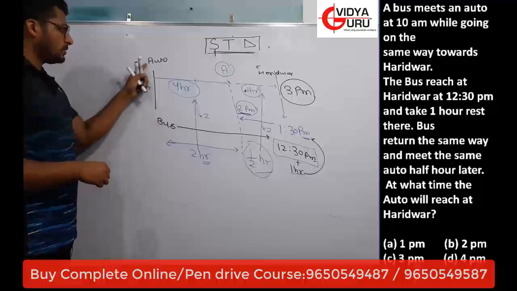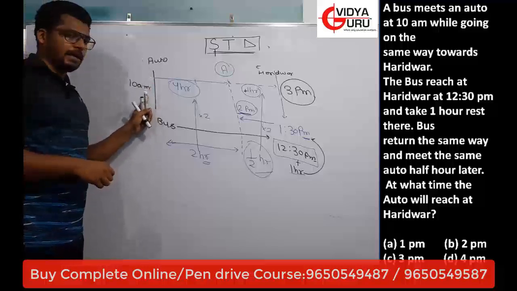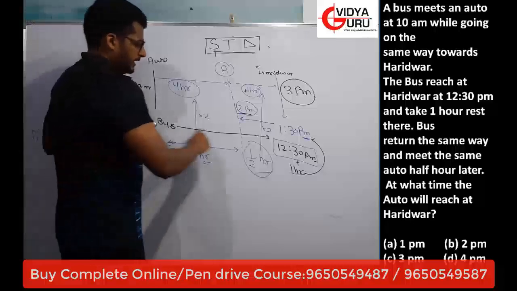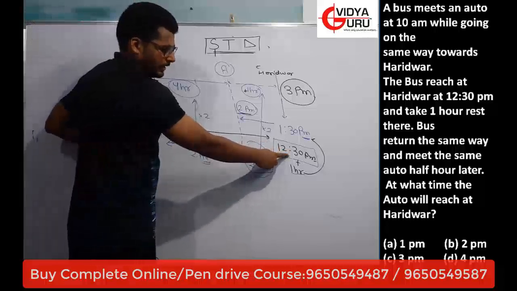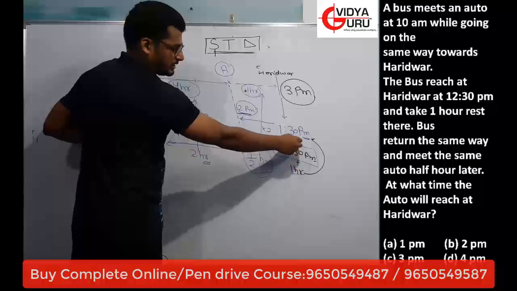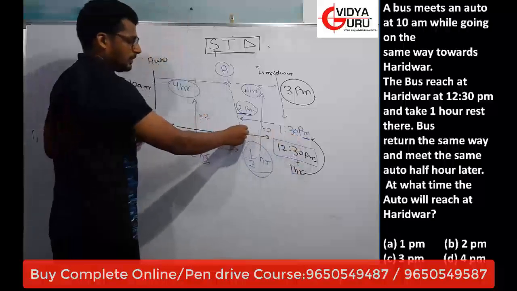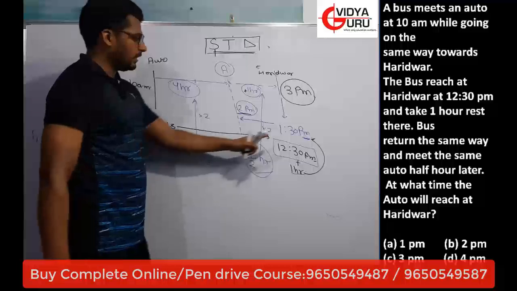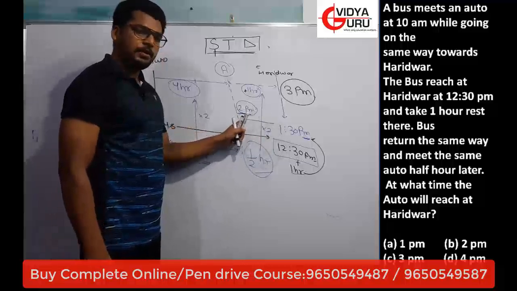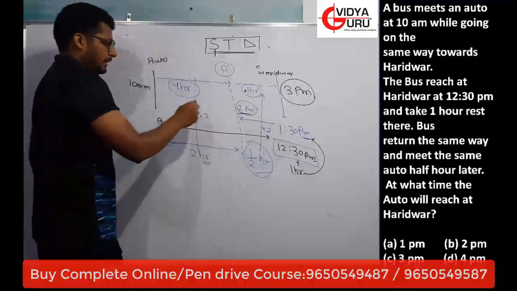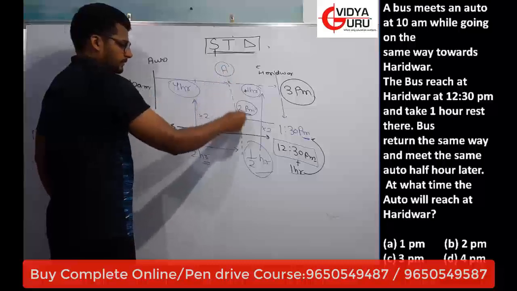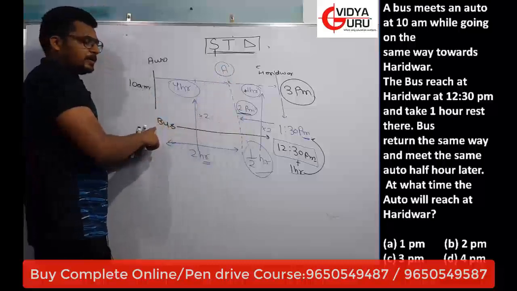I will again try to explain this question. The bus and auto started moving from here at 10 a.m. The bus reached here at 12:30 p.m. and took 1 hour rest. That means the time is now 1:30 and it started moving back. And after half hour, the time will be 2 p.m. and it met the auto here. What is the total time taken by the bus to reach Haridwar?